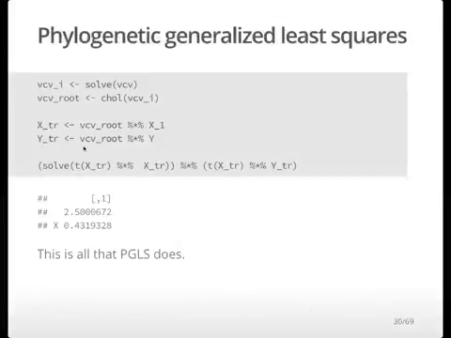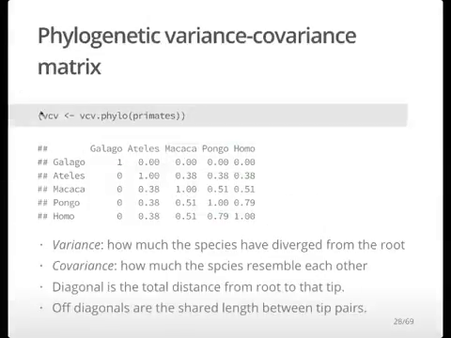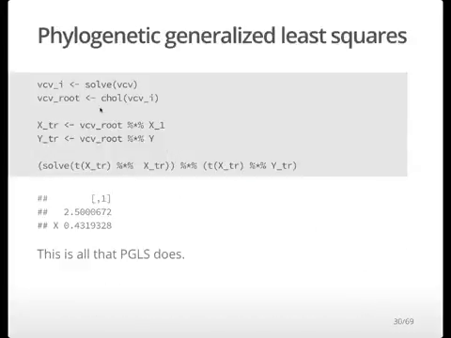So we can do that. I've just sort of separated this out a little bit. So we can take that VCV matrix. That's what we just did. That was this guy here, this 5 by 5 matrix. And we're going to solve it, and then we're going to plug the inverse of that into this Cholesky decomposition, and so there's our VCV root. That's going to be our transformation matrix. We multiply that by x1 and by y, save those, and now we can just plug that in.